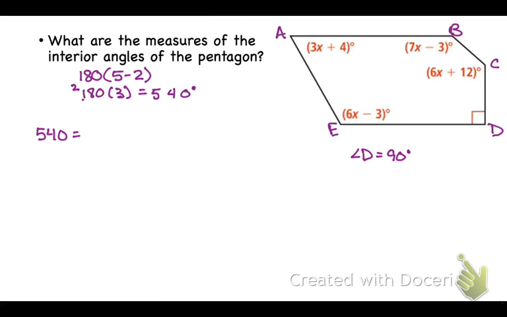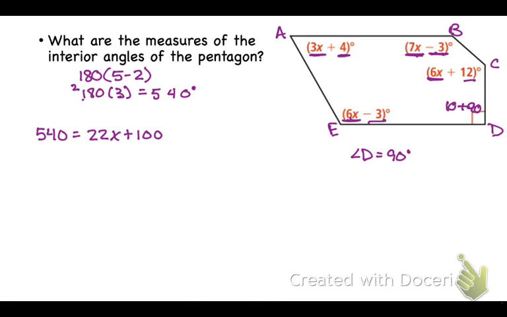So 540 equals, well, I have 3 x's and 7 x's, which is how many? 10. And I have 6 and 6, which is 12. And 10 and 12 is 22. Or whatever order you would like to add things up. Now I have 4 minus 3, which is 1. 1 plus 12 is 13, minus 3 is 10, plus 90 is 100.